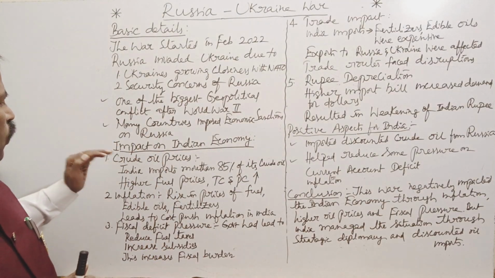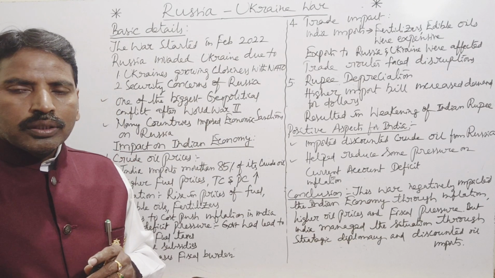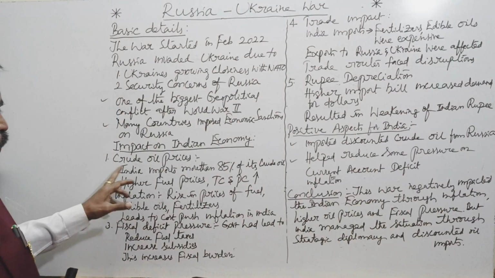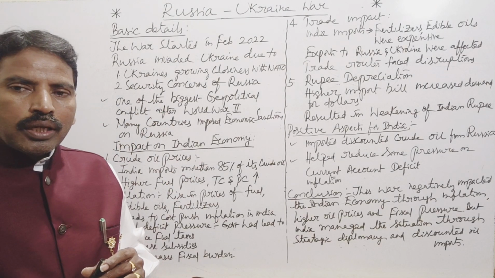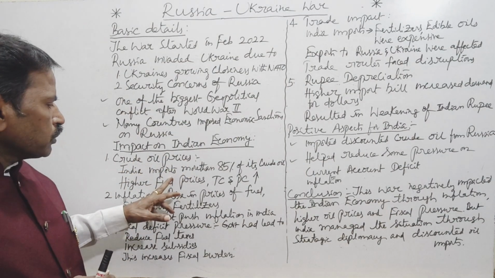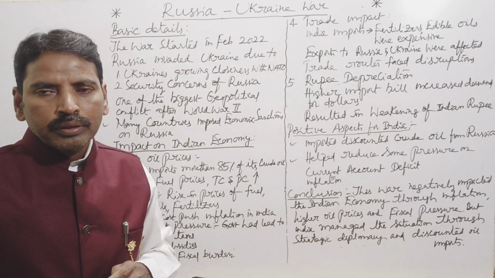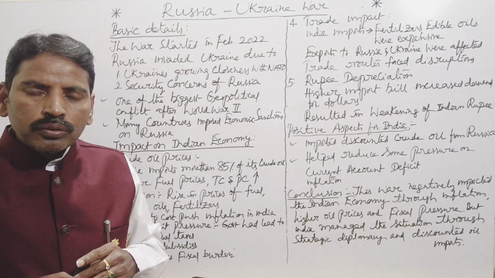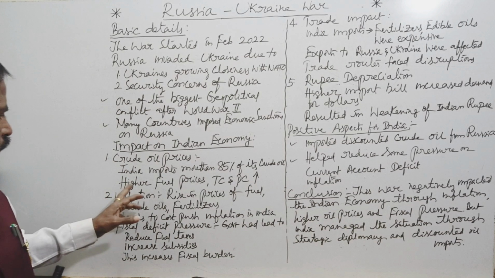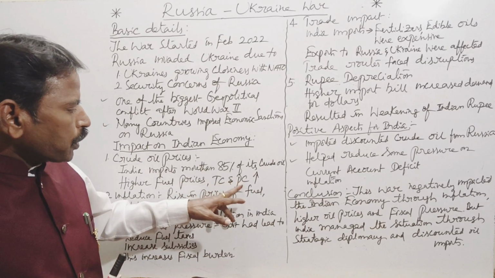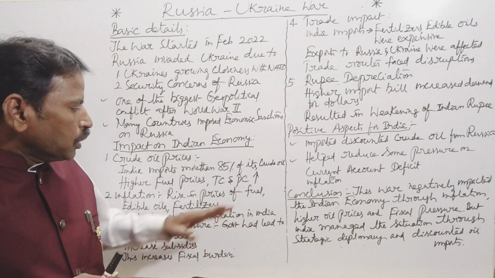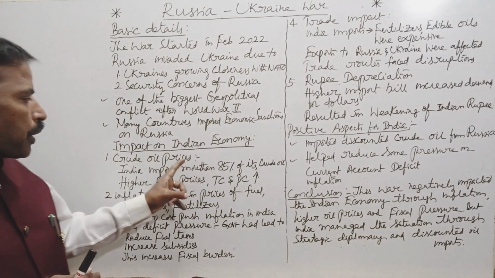Next, what is the impact on the Indian economy? The impacts of the Russia-Ukraine war on the Indian economy: point number one, crude oil prices increase. Crude oil means unrefined petroleum. India imports more than 85% of its crude oil. As a result, worldwide oil prices increase, leading to higher fuel prices, and transport cost and production cost both increase. So crude oil prices increase.